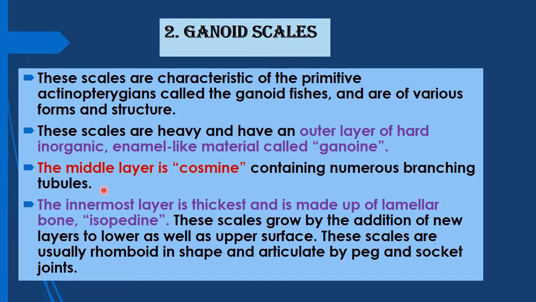The middle layer is cosmin that contains numerous branching tubules. The innermost layer is the thickest, and it is made up of lamellar bone that is called isopidine. These scales grow by the addition of new layers to the lower as well as the upper surface. These scales are usually rhomboid in shape and articulate by peg and socket joints.